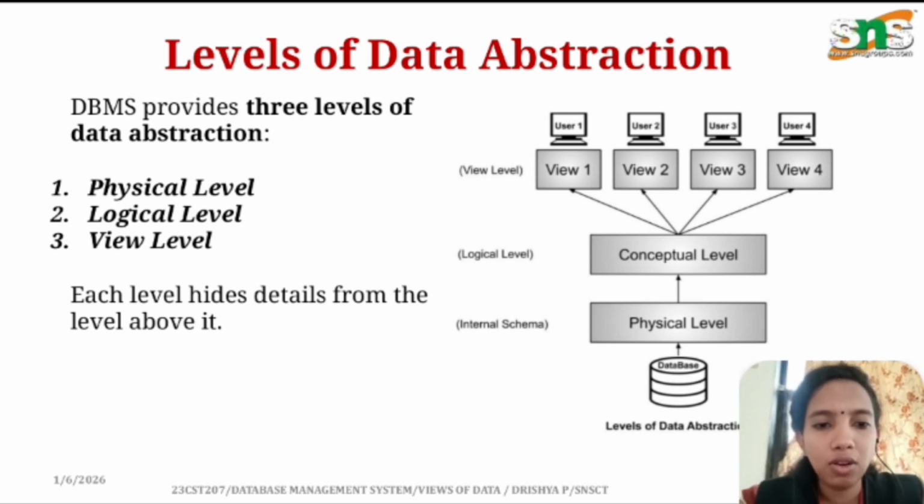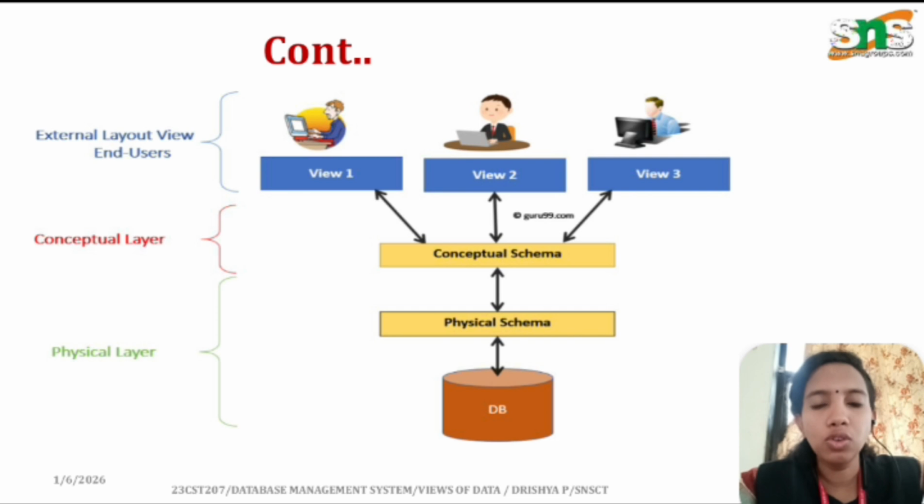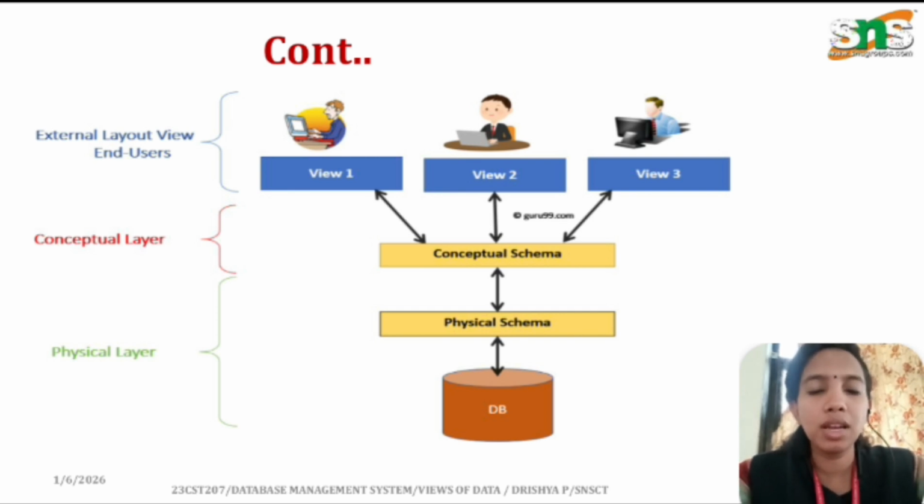This is the level of data abstraction. The physical level is also known as the internal level. The conceptual level is also known as the logical level, and the view level is the final external level. The external level is for end users. Then the conceptual layer is the conceptual schema, and the physical layer is the physical schema. This is the three schema architecture of a database management system.